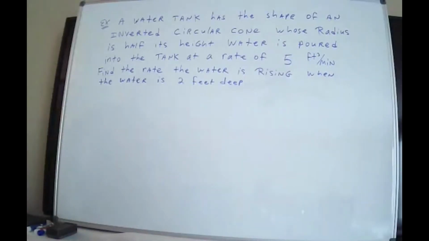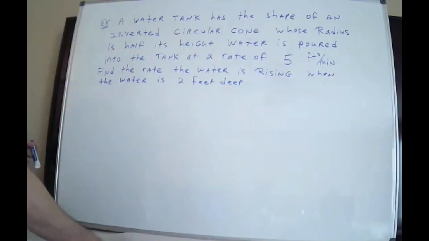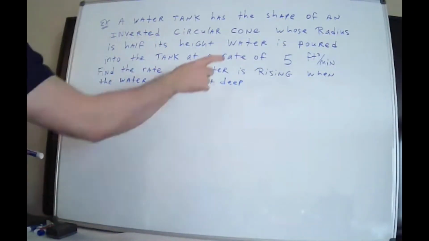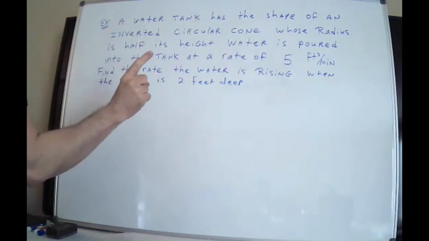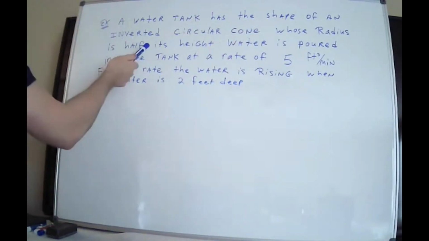All right, so this is the second type of cone problem. You have a water tank that has the shape of an inverted circular cone. And you're like, what is that supposed to be? You just think ice cream cone, whose radius is half its height. This is not a throwaway line, it's there for a reason.